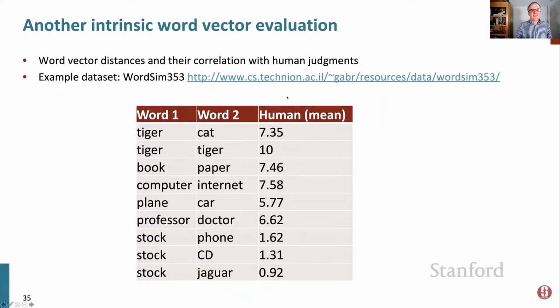And so there are human judgments, which are then averaged over multiple human judgments as to how similar different words are. Tiger and cat is pretty similar. Computer and internet is pretty similar. Plane and car is less similar. Stock and CD aren't very similar at all, but stock and jaguar are even less similar. So we could then say, for our models, do they have the same similarity judgments?